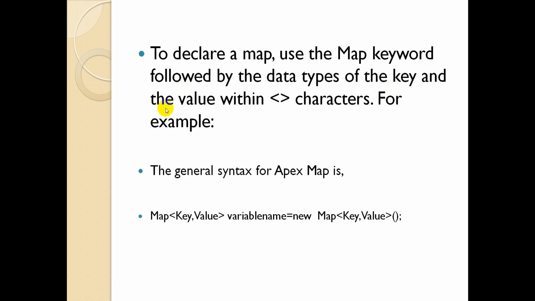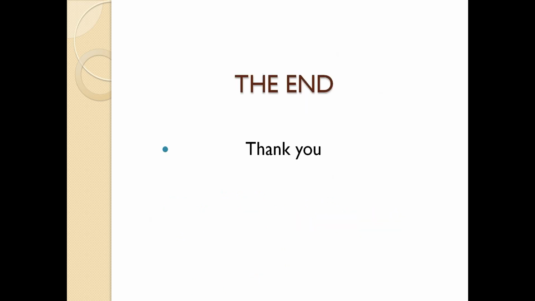So to declare a map, use the map keyword followed by the data types of the key and value within these angle brackets. For example, the general syntax for a map in Apex is the keyword map and then key. The first one is key, then value, and both can be any data type, but the key is unique. Then the variable name of this map, and the new keyword is compulsory, and then map with the key and value types between the angle brackets, and then we open and close parentheses. These are just to save time.